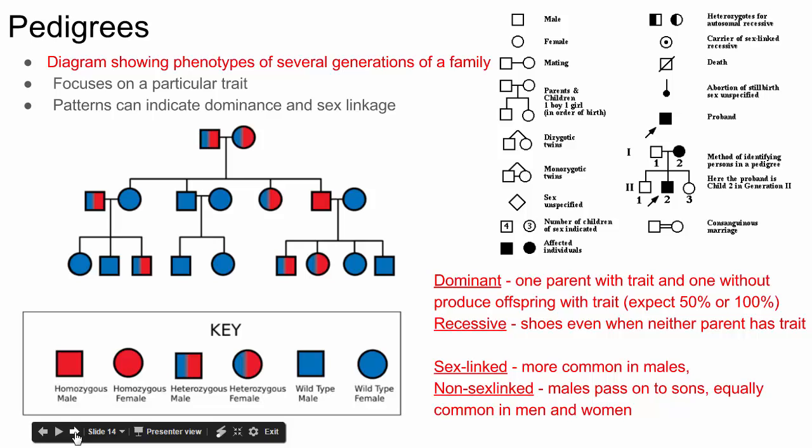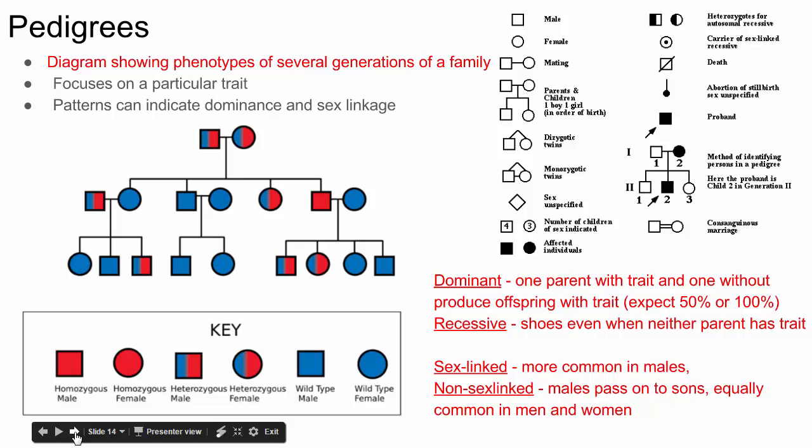Correct. So when we look at a pedigree, we can tell if the trait that it's showing is dominant. If you have a parent with the trait and one without the trait, we would expect half of their offspring to have it. If it's dominant, we would expect that at least 50% of the offspring would have that trait. It depends on the genotype of each parent.